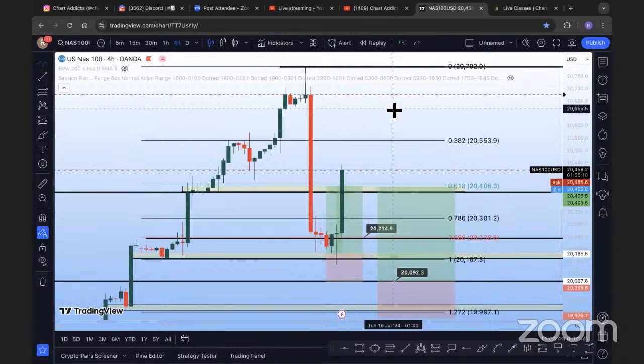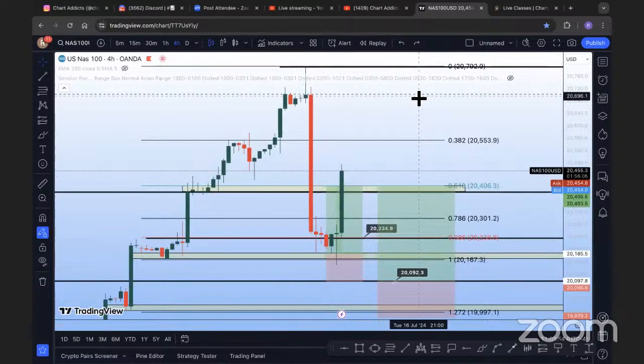But that's okay. I think I ended the day with 0.7% so far. I'm looking to break that 1% mark, but we'll see if we get a retest or not.